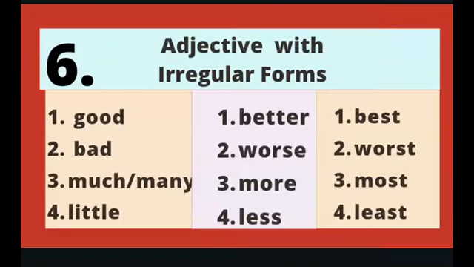Now rule number 6. These are exceptions, that is, adjectives with irregular forms. So here you cannot add suffixes nor a word in front of the word. These are exceptions, so kindly go through them. Let's read them. Good, better, best. The first column are all positive, the second column are all comparative, and the third column are the superlatives. So good, better, best; bad, worse, worst; much or many, more, most; little, less, least. Quickly go through this and learn these exceptions before we move to the exercise.